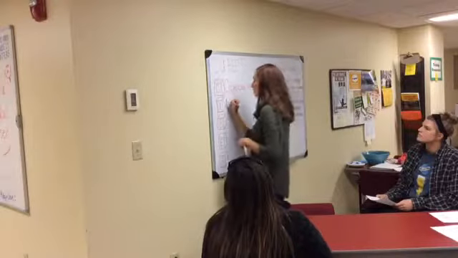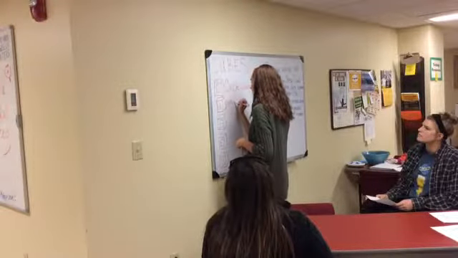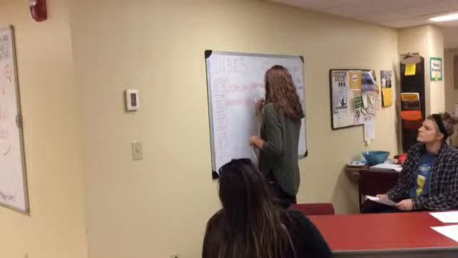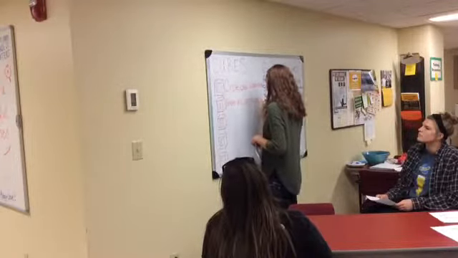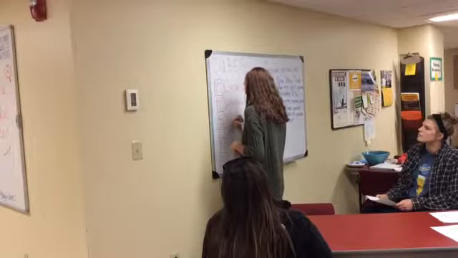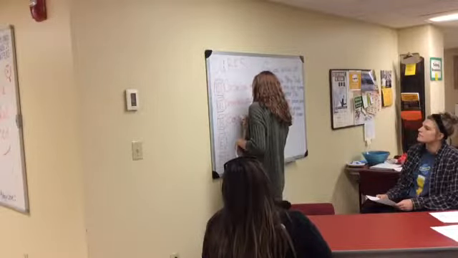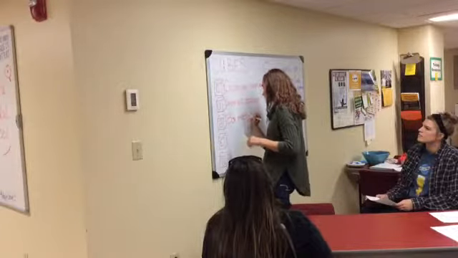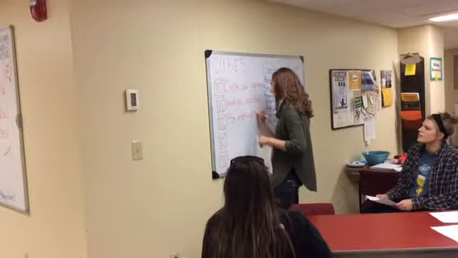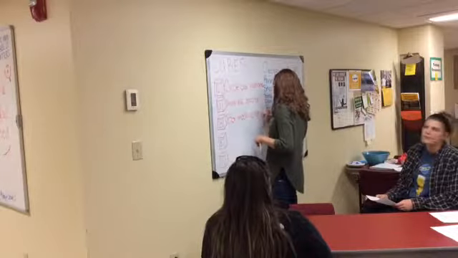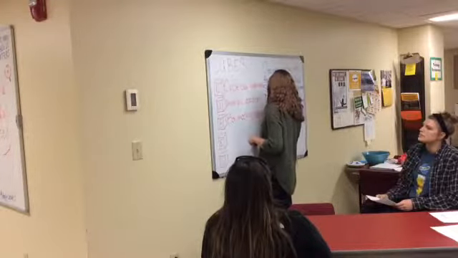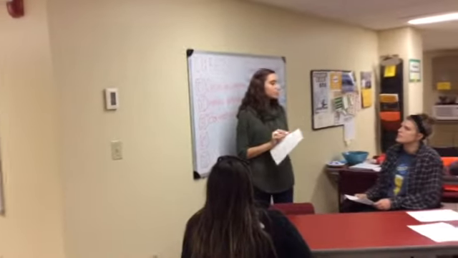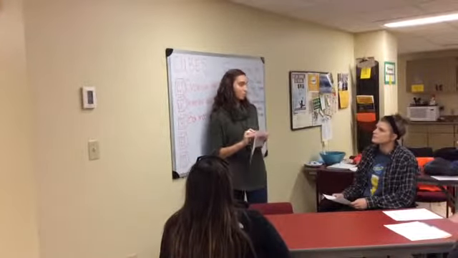The U stands for underline the question. The B stands for box math action words. Does anybody know what a math action word is? You can just shout it out if you know it. Add. What's another one? Times. Anything else? Nope. Those are our little cues that tell us what we're going to do in the problem.